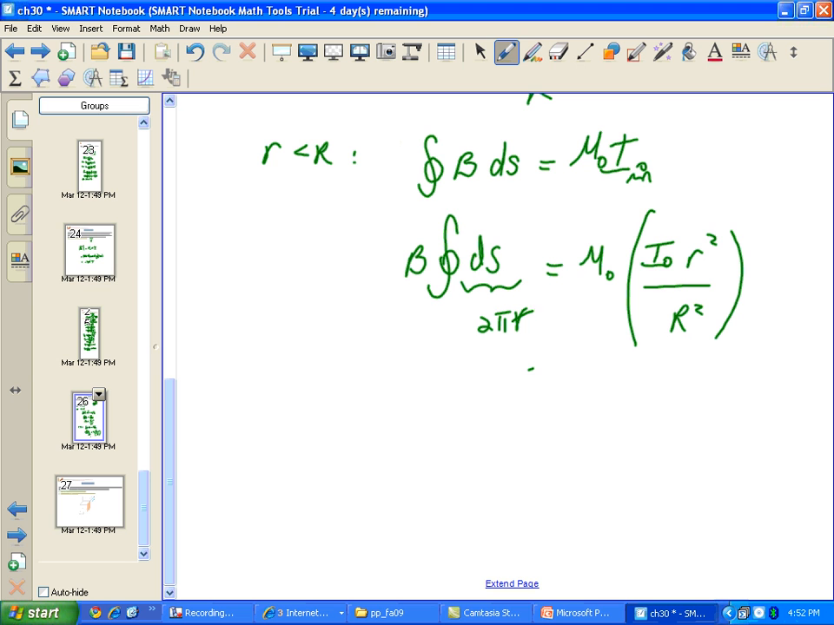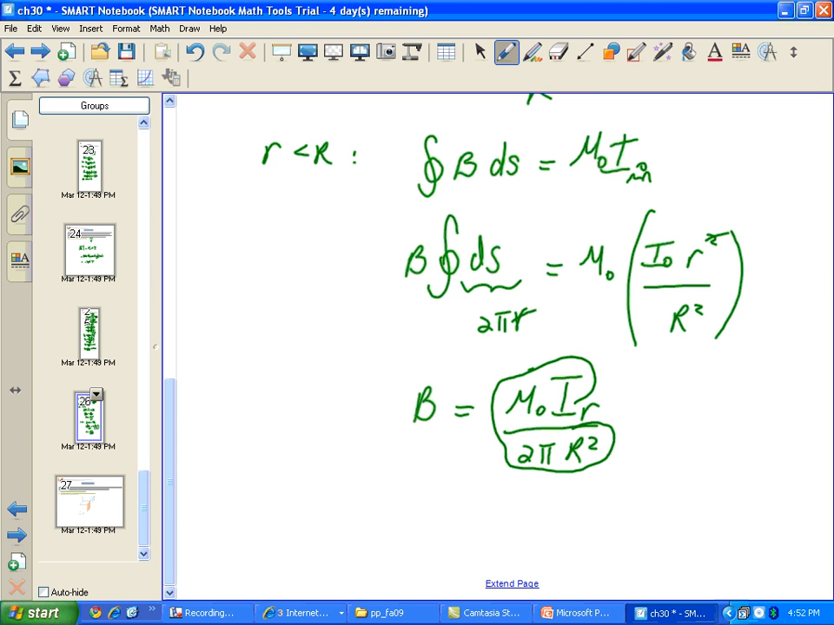And this is, of course, this little r cancels one of those. So when we're solving for B, we divide both sides by 2 pi, and we get mu naught I times little r divided by 2 pi R squared. And this is, of course, the magnitude of B. Notice that everything here is constant, because R squared is just the radius of the wire, and that's constant. And so B actually increases outward from the center of the wire, directly proportional to r. It's a linear dependence of B onto r.